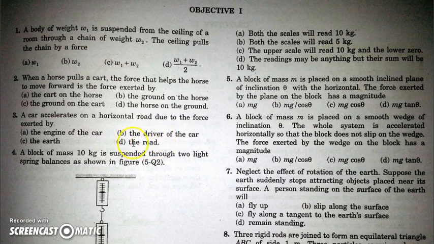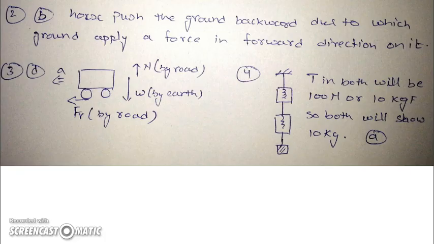A cart accelerates on a horizontal road due to the force exerted by the road. Obviously, friction is the reason why a car can accelerate on the road. We can have a look at this diagram. This is a car, and friction by the road will give you this acceleration. Normal and weight will cancel if the road is perfectly horizontal. So friction by the road will provide the acceleration or speed up the car.